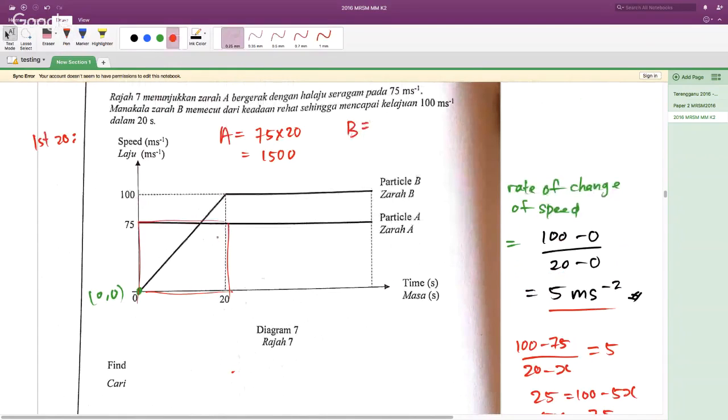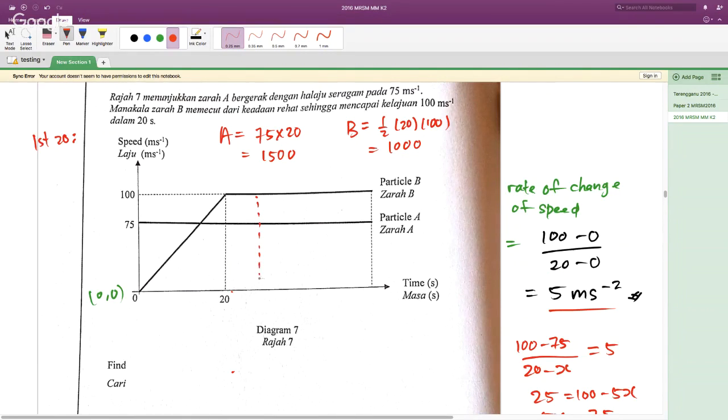For particle B, the first 20 seconds is actually a triangle. So it's basically half multiplied by 20 and then multiplied by 100. So it's 1000. That means in the first 20 seconds, particle A travels further than particle B, if both start at 0 at the same time. So I want to know when they will overtake. Since I know overtake basically means at a certain time both of them will have the same distance.